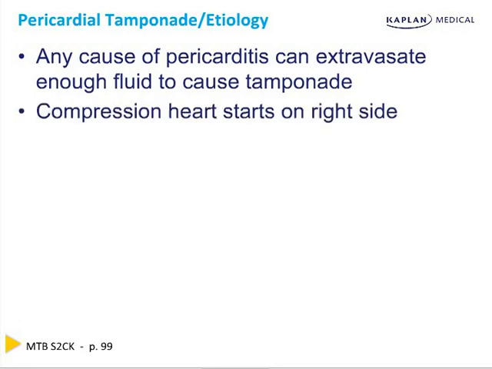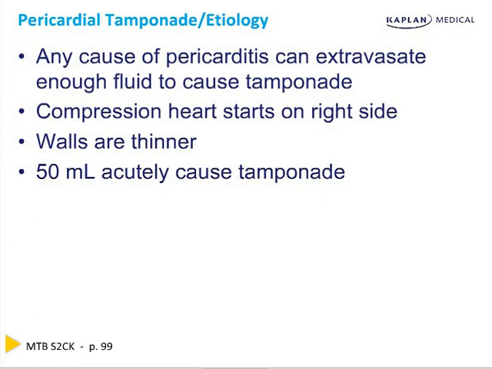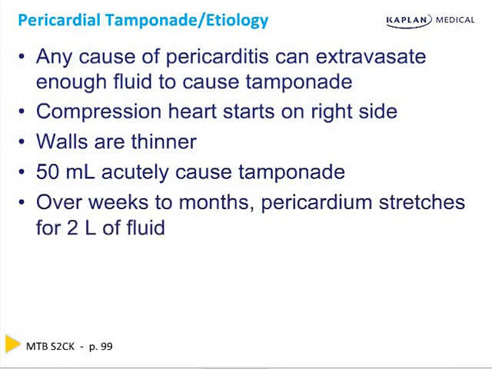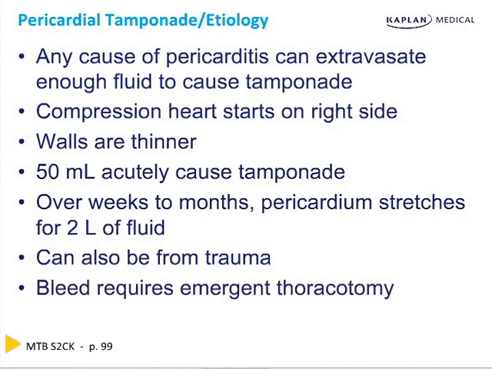And that's fluid compressing it, and the fluid starts to compress it on the right side, simply because the walls are thinner. That's why the right side, the right atrium, the right ventricle will collapse before the left atrium and the left ventricle. And if you get as little as 50 milliliters of fluid acutely, it can cause tamponade. But if it accumulates slowly, you can get liters of fluid in that pericardium because it gives it time to stretch. But if it's from trauma, it doesn't have time to stretch, and you need to get that blood out of there in a big super emergency with a thoracotomy and a needle.